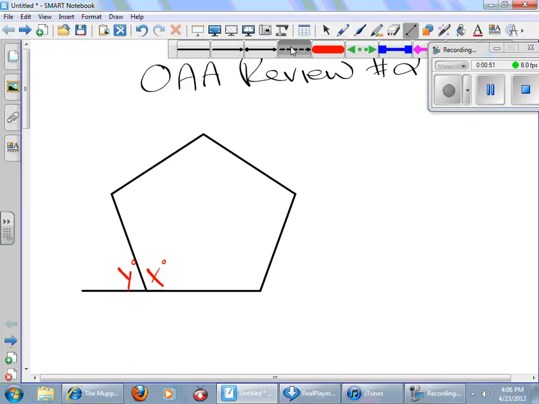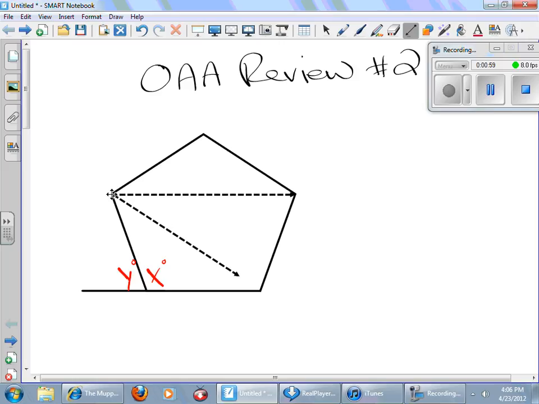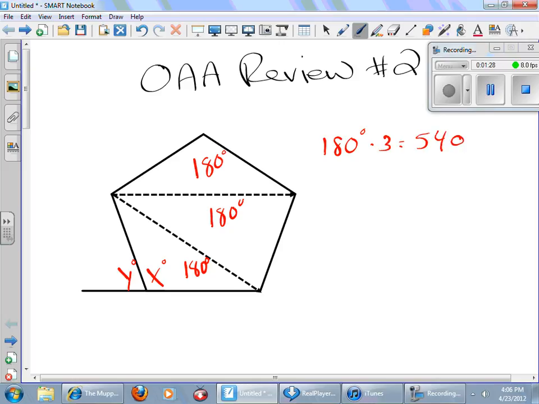I'm going to draw a line segment from that angle to all the other angles that don't already have line segments. And you see I've already divided that up into triangles. I never make my diagonals cross, because I create angles that are not a part of the shape. Now this is 180 degrees, this is 180 degrees, and so is this. All triangles have 180 degrees. So all together there must be 180 degrees times 3, which will be 540 total degrees. That's how many degrees are in the pentagon.